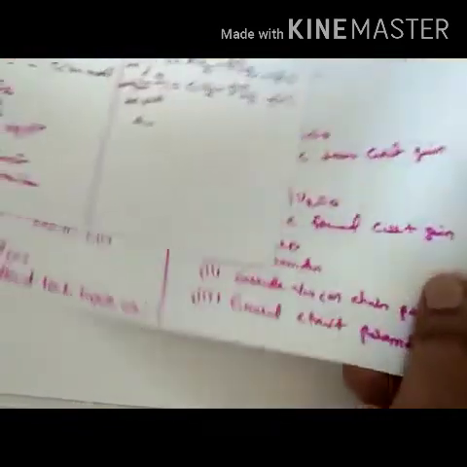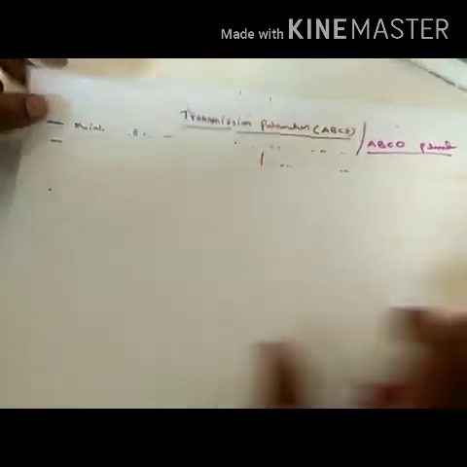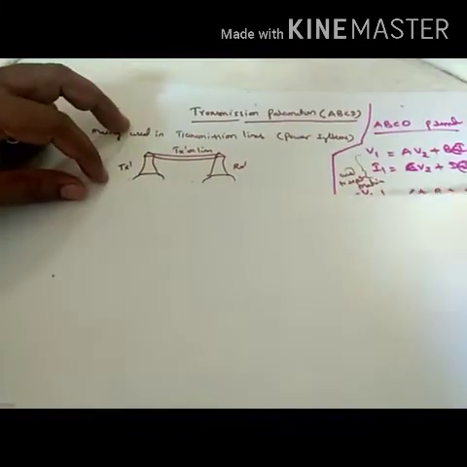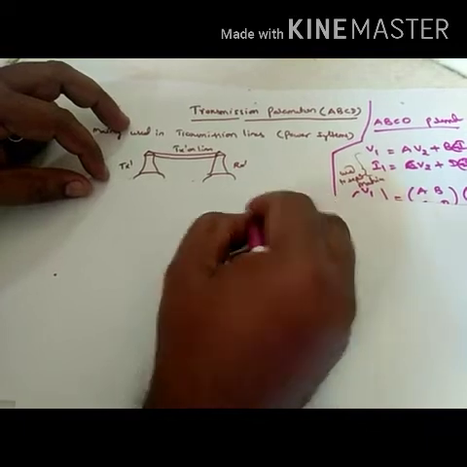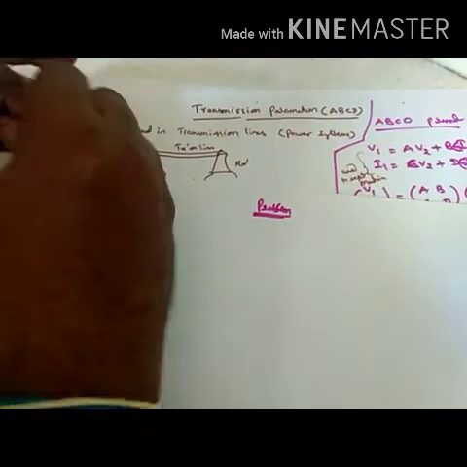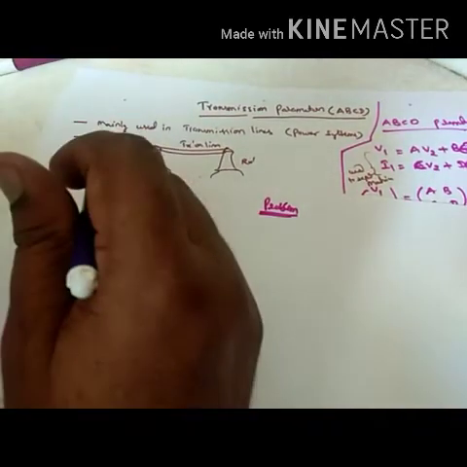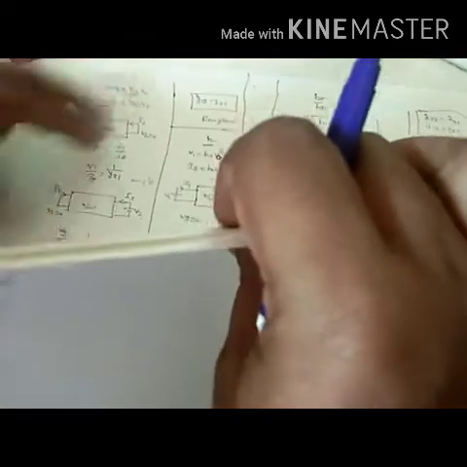Now we discuss one small problem, on how to calculate ABCD values using transmission line analysis. Now here the problem is, okay, consider the problem here, 1 to 5. Okay.